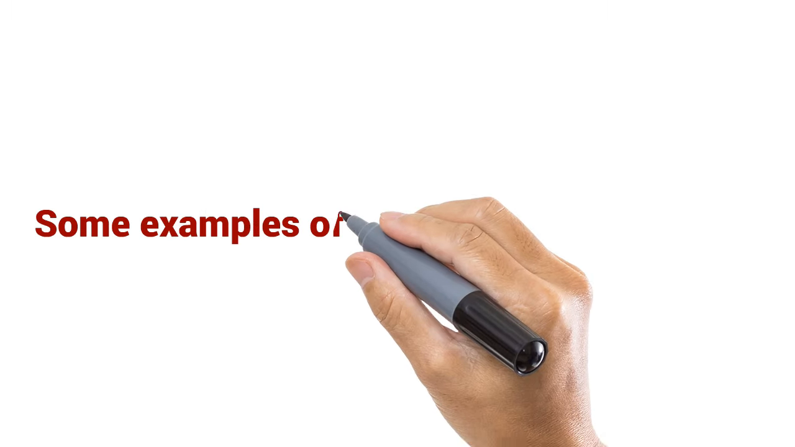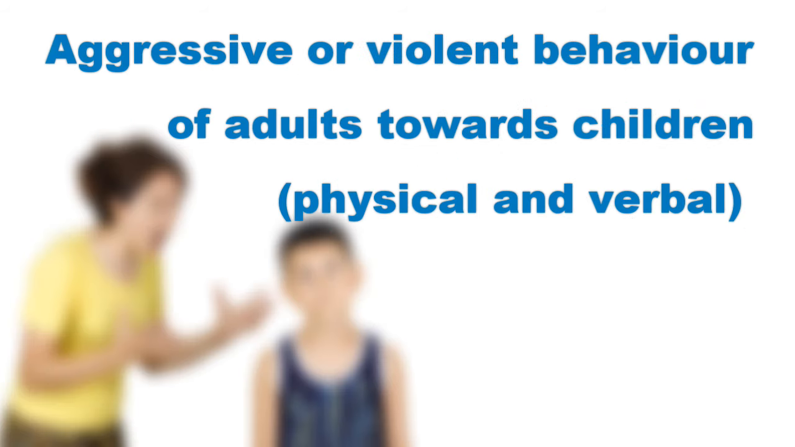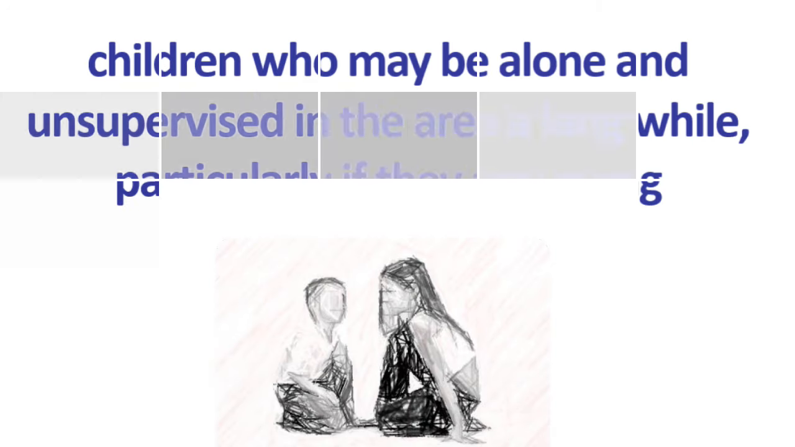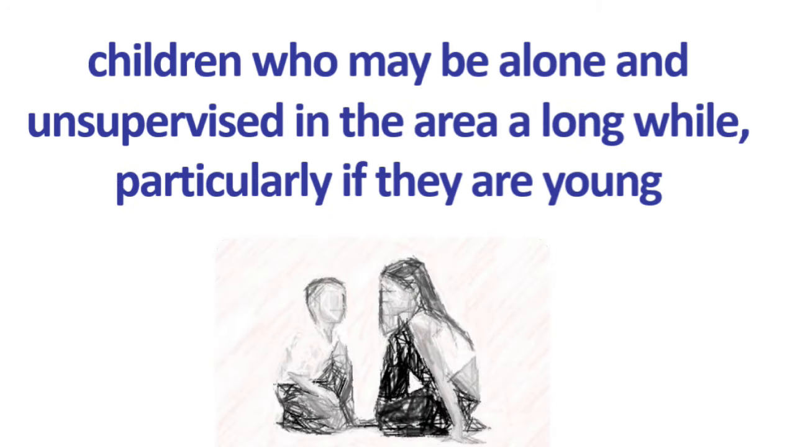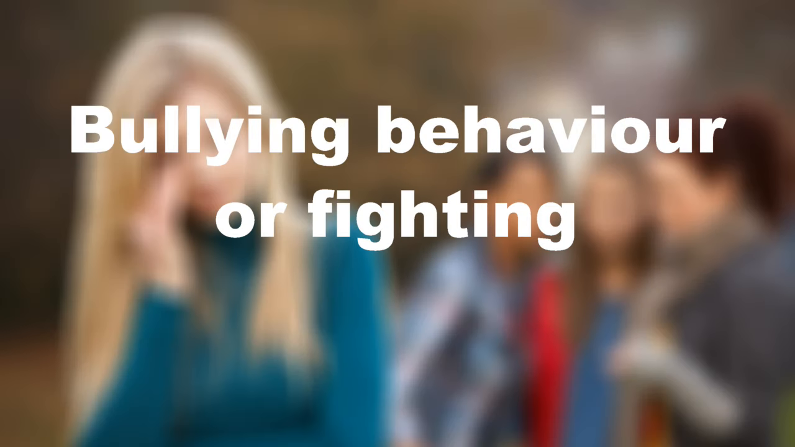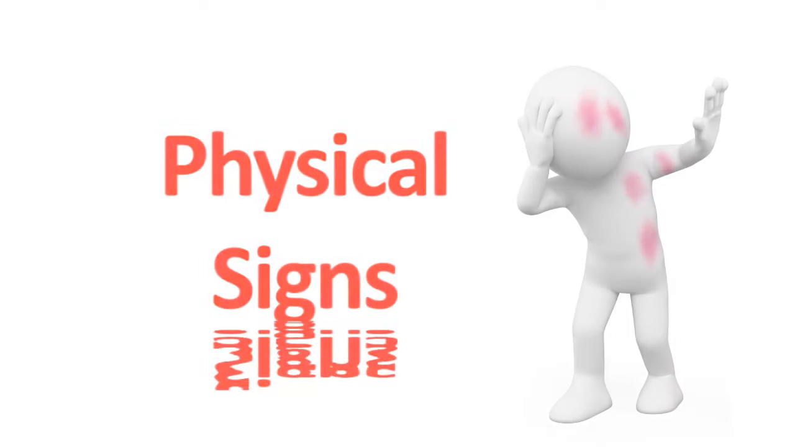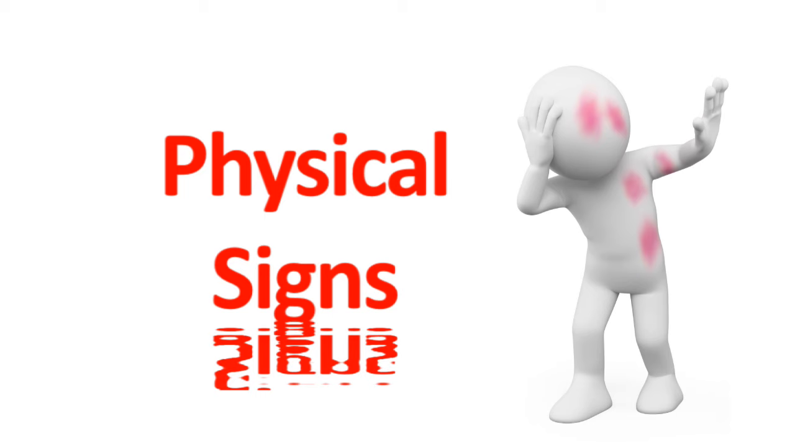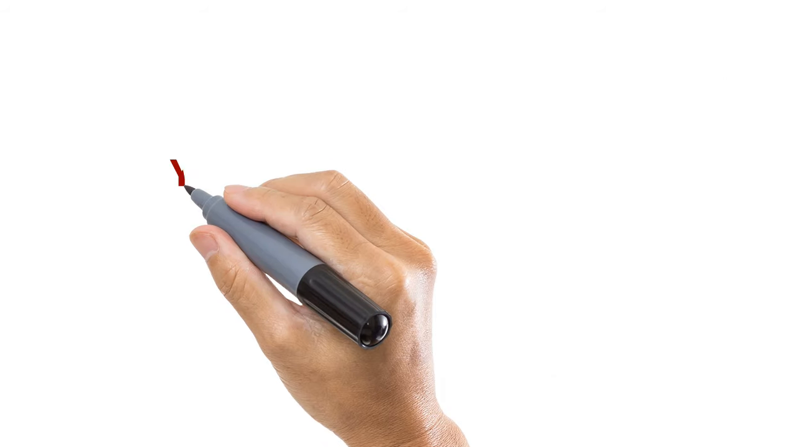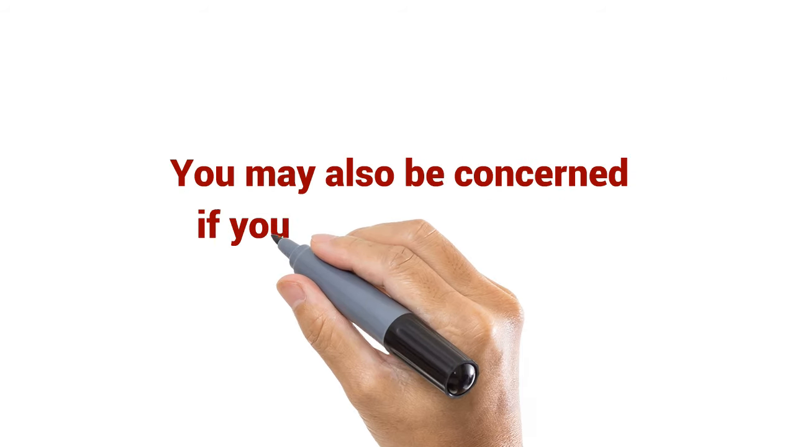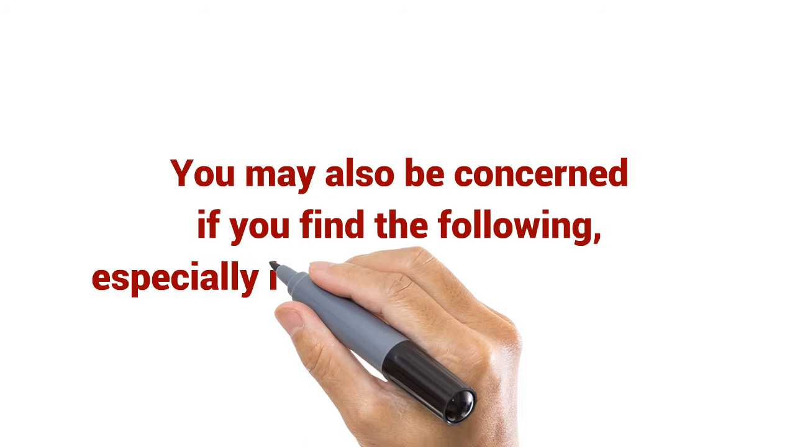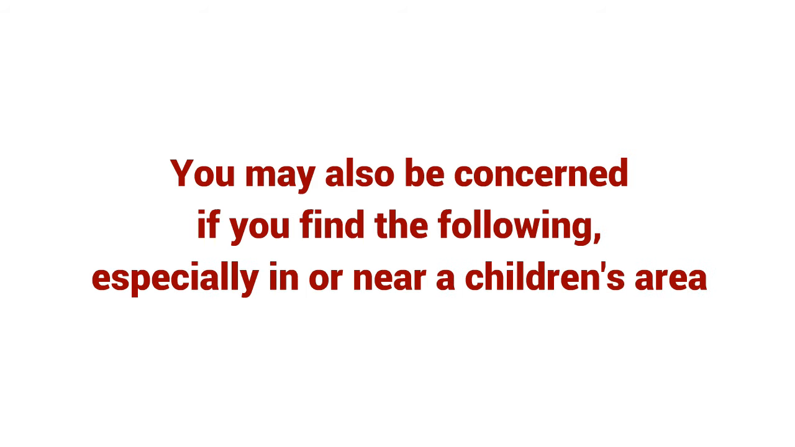Some examples of signs of abuse might be aggressive or violent behaviour towards children, physical, verbal or both. Children who may be alone and unsupervised a long while, particularly if they are young. Bullying behaviour or fighting. There can also be physical signs of abuse having occurred. You may also be concerned if you notice anything unusual or odd, especially in or near a children's area.